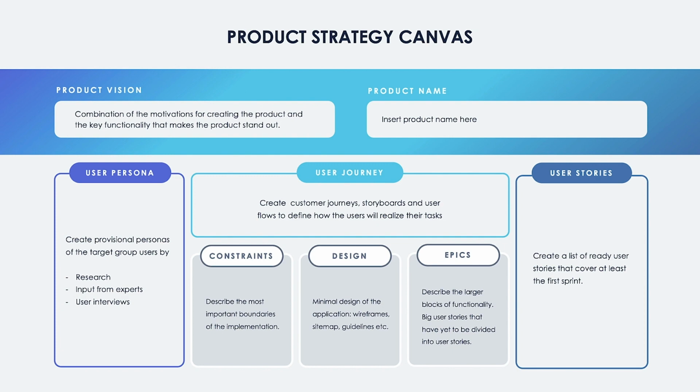So we have the vision and the product name at the very top, and this is a very typical layout. We have the user persona, the user journey, and then the user story. All of these are reminding you who the customers are, who you're designing for. And then under the user journey, we have to talk about the constraints, the design, and the epics. Epics meaning the broader views of functionality.